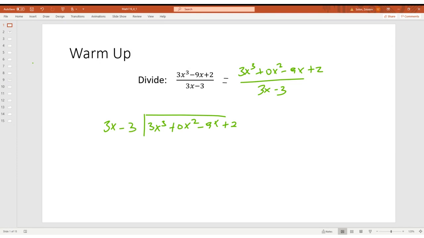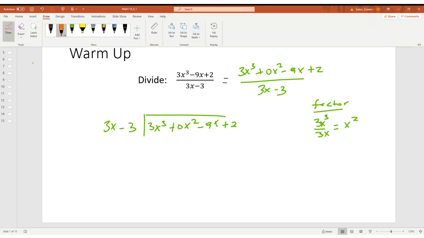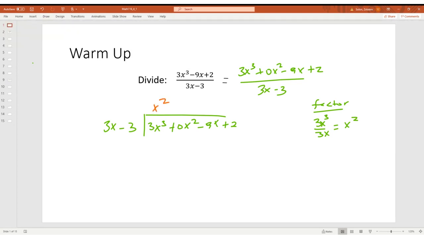The divisor, 3x minus 3, goes outside. So the first factor we look at is 3x cubed divided by 3x. So 3 cancels 3, and x cubed divided by x is x squared. So that x squared goes up here. Then you back multiply. So x squared times 3x is 3x cubed. And don't forget to change the sign, or subtract.